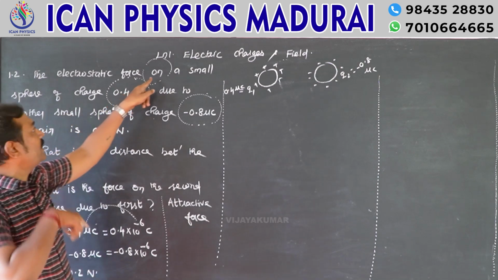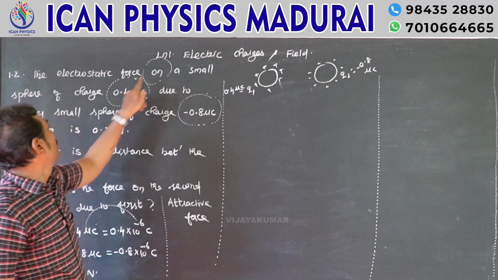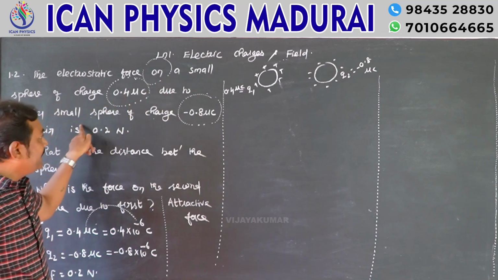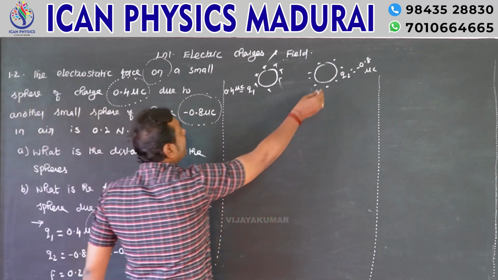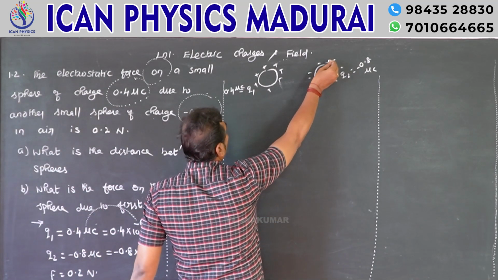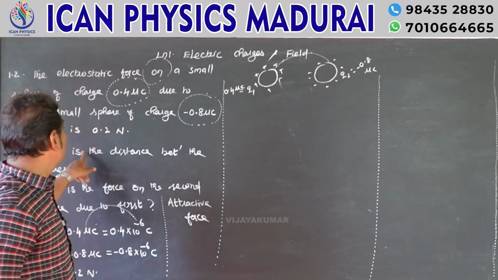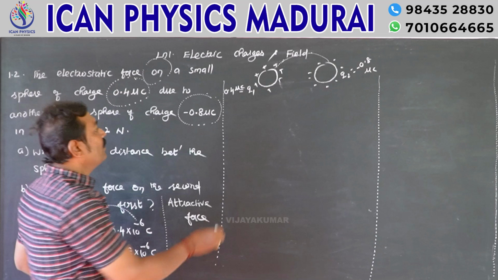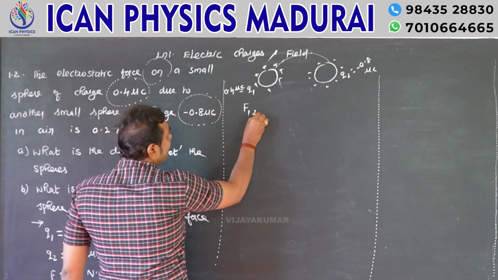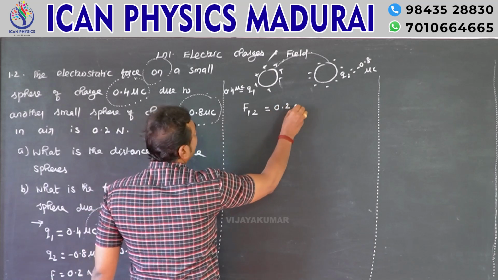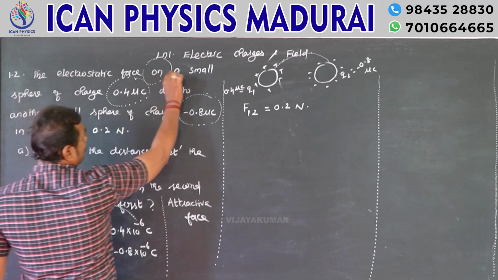Once again, we go to the word "on". Electrostatic force on 0.4 by 0.8. So, 0.8 is the charge. The force on the first one is... so how can we write? Force on the first sphere by the second sphere is 0.2 Newton. Do you get it now? So, this is the meaning of "on".